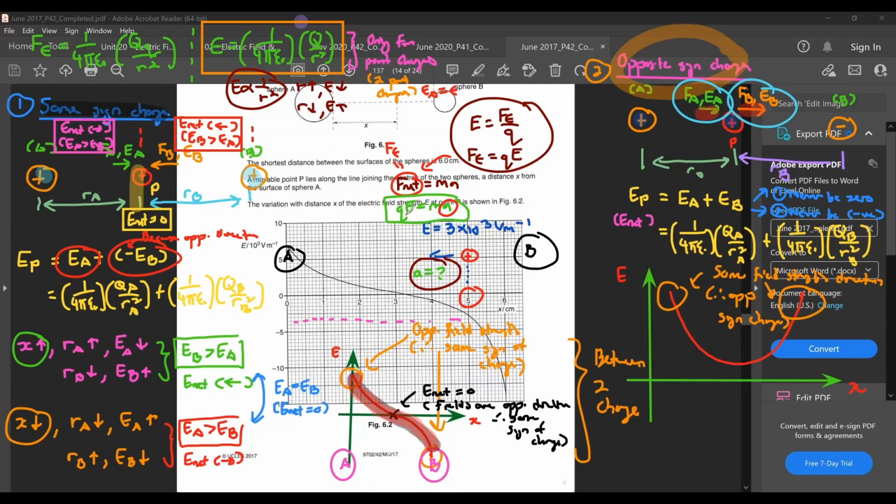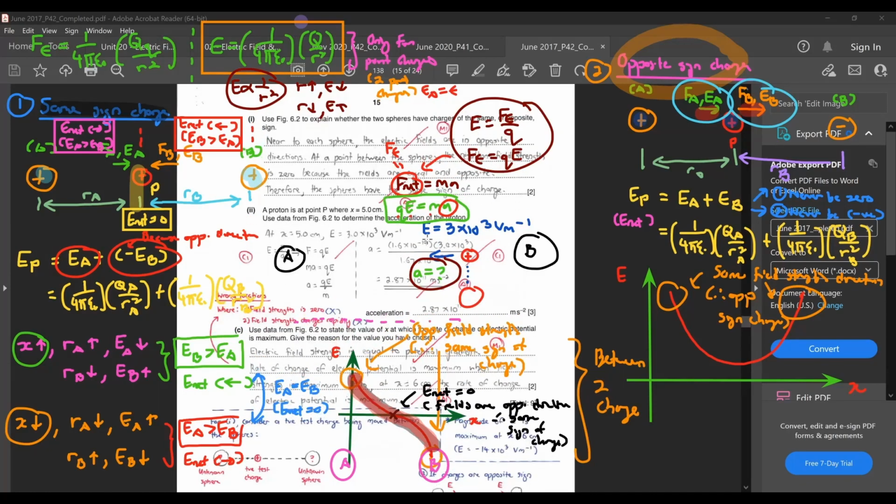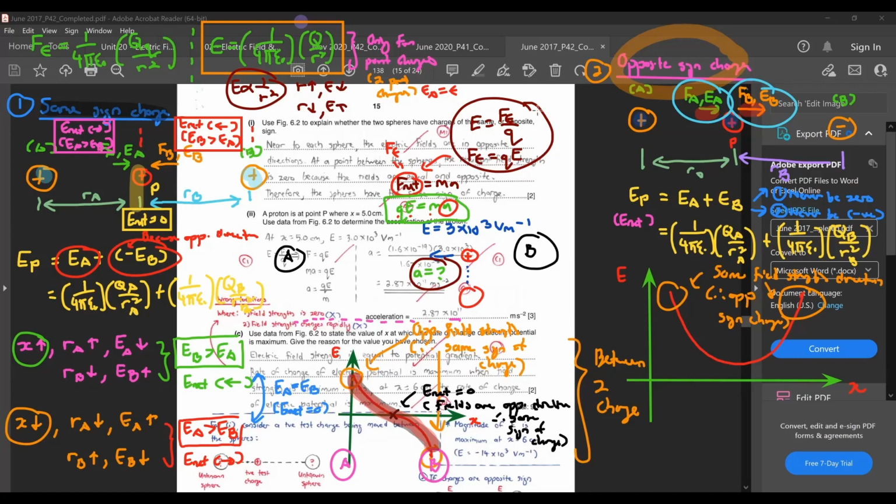You know what is your charge of your proton, you know what is your electric field strength, you know what is the mass of your proton, from which you can now find out what is A. So that's how you got your answer right over here. Here I did mention something similar. At x equals to 5, E is this value, so MA is equal to QE, A is QE over M. You just sub in the values, you will get your answer.